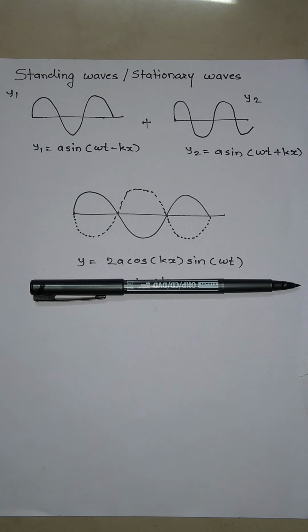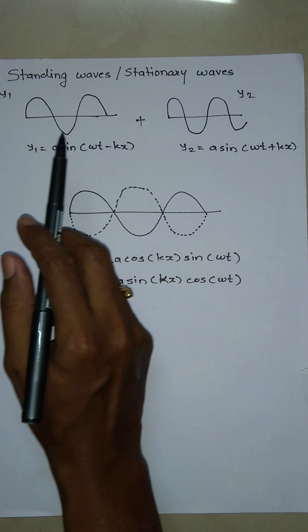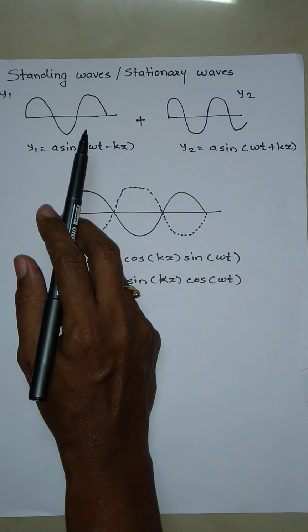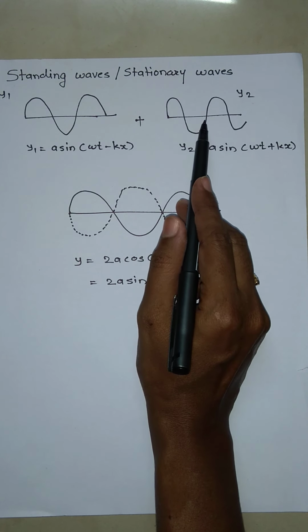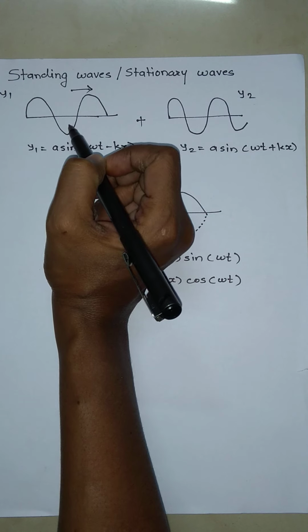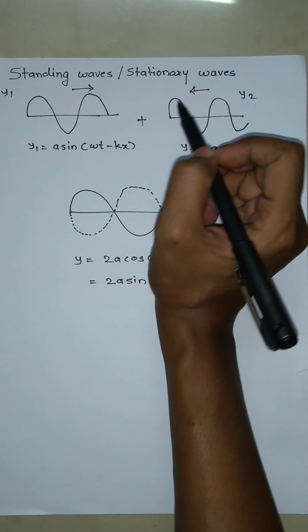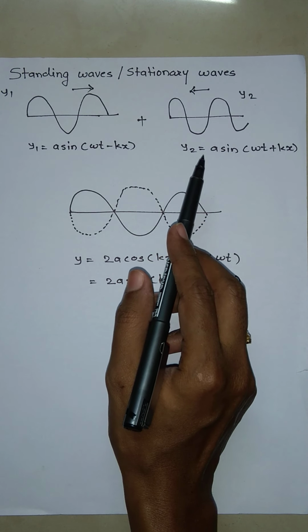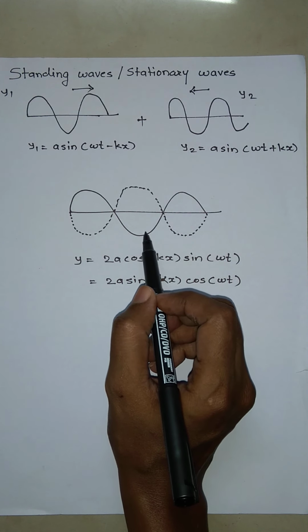We have seen that when two waves of the same amplitude, wavelength, frequency, and time period, having the same path but traveling in exactly opposite directions, suppose this one is traveling in the positive x direction and this one in the negative x direction, superimpose on one another, the resultant obtained in this situation is a standing wave.